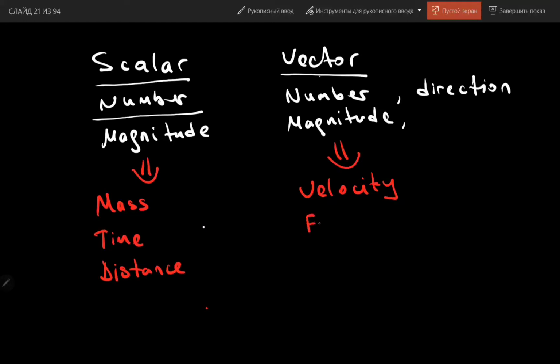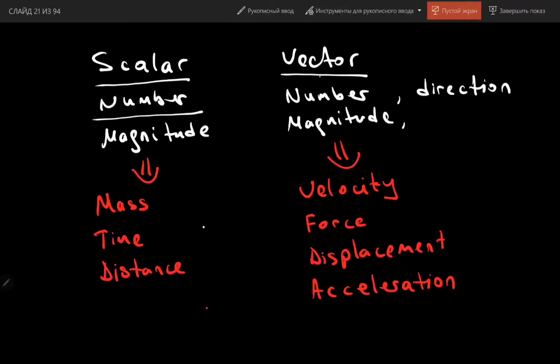For example, force, 5 newtons. This 5 is a number. Direction is also important because force comes with direction. For example, you are pushing, you are pulling something to the right, to the left, upward, downward. Direction is also important. These are some examples. Displacement, acceleration. These are the vectors.